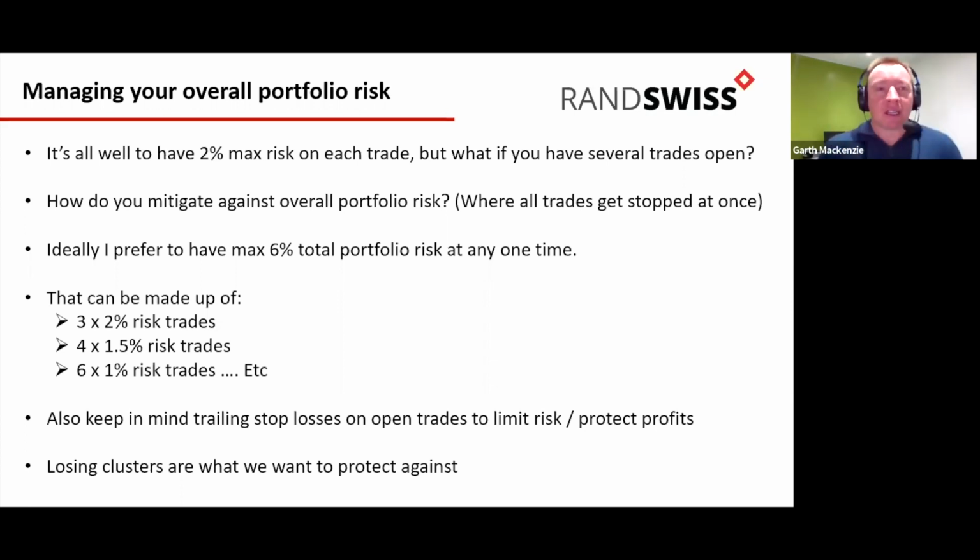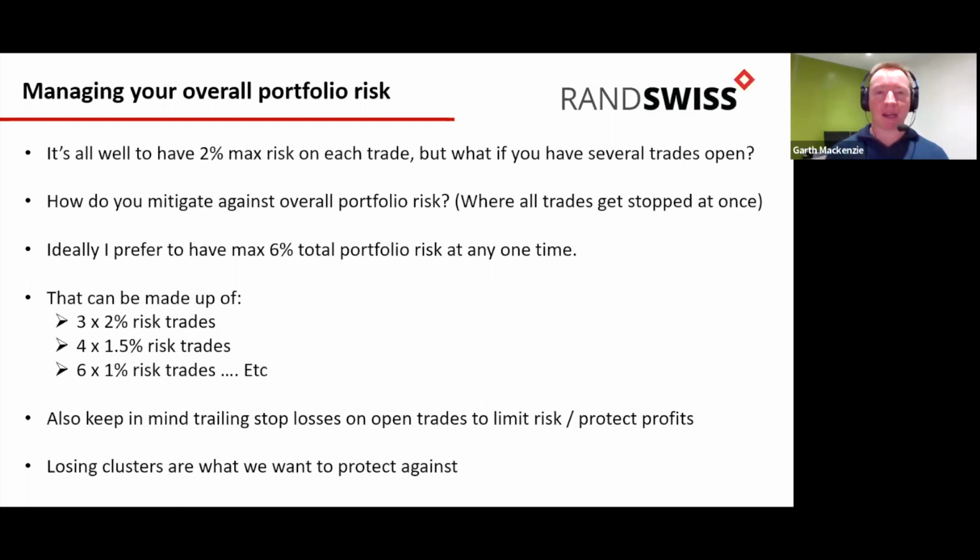Right. The next question then is managing your overall portfolio risk. Because this is the next question a lot of people will ask me. They'll say, okay, fine, I understand you risk 2% of your capital on one trade, and if it goes wrong, you lose 2%, and that's not the end of the world. Cool. However, we don't usually have only one trade on. We usually have a couple of trades on. What happens if you've got 10 trades, all at 2% risk, and they all get stopped out at the same time? Suddenly you've lost 20% of your capital. Like, that's a big drawdown. How do you mitigate against that?